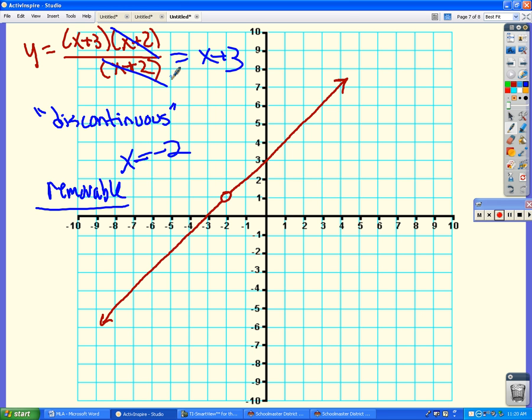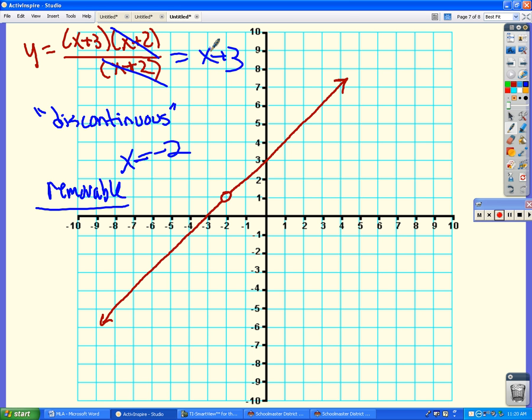For every number that I would plug in, if I plugged in 1 for x into this function, and I plugged in 1 for x into this function, I would get the same thing. And if I plugged in 27 for x in this function, and I plugged in 27 for x in this function, I would get the same thing. Okay? There's only one number where I would get a different answer. What is it?